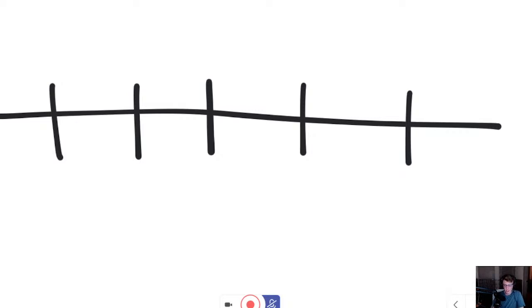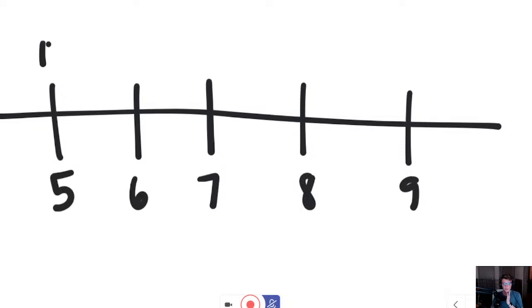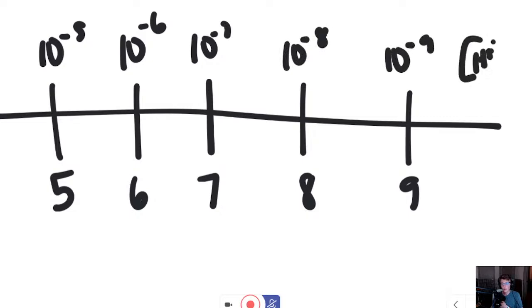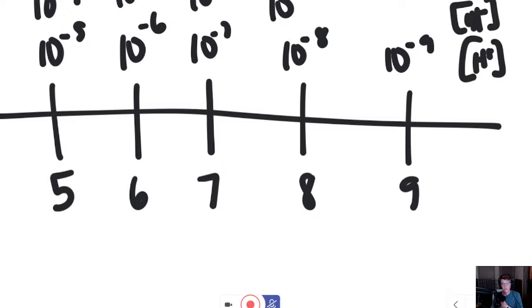So what I want to do first is get us centered on this. Let's think about a pH scale: we'll say this is 7, 8, 9, 6, 5. We're going to put what these would be for both the H plus concentration and the hydroxide concentration. For hydroxide, this would be 10 to the negative 9, 10 to the negative 8, 10 to the negative 7, 10 to the negative 6, 10 to the negative 5.